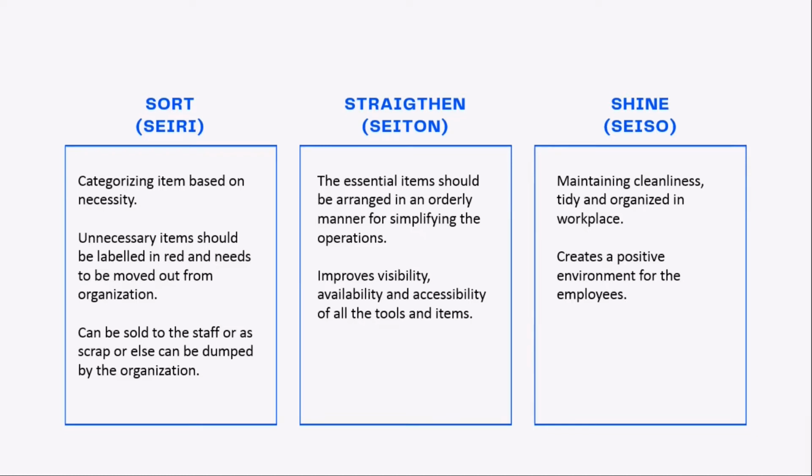And the next technique is straighten. The essential items should be arranged in an orderly manner for simplifying the operation. It can improve visibility, availability, and accessibility of all the tools and items. So once we clear out all the items we don't need, we need to straighten up what's left. The third technique is shine. It is to maintain cleanliness, tidiness and organization in the workplace. Therefore, it can create a positive environment for the employees.